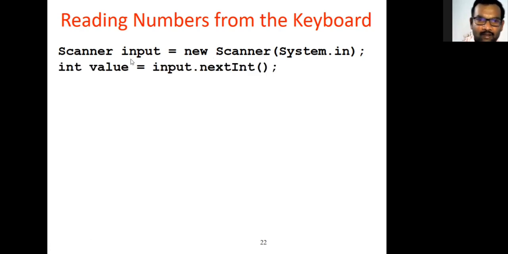By using the object, we need to use the methods present in the Scanner class. So nextInt is one method which is available in the Scanner class. That method is accessed by using the object. The nextInt method is used to read an integer value from the keyboard, and that value is stored in the value variable.